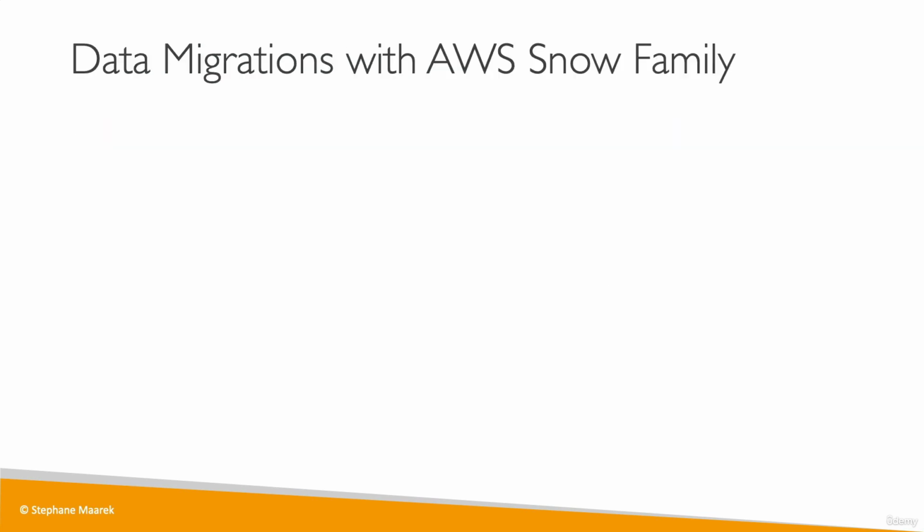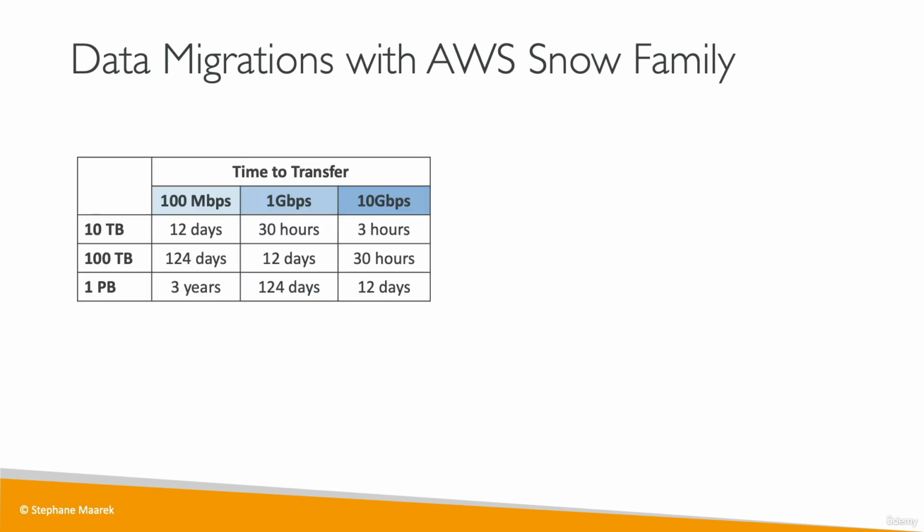So why do we want to do data migration with the AWS Snow family? Well, if we look at the time it takes to transfer a lot of data over the network, it can take a lot of time. For example, if we want to transfer 100 terabytes over a 1 gigabit per second network line, it will take us 12 days to achieve it. And obviously, if we do a petabyte, it will take forever and so on. So as we can see, sometimes we just want the data to get to AWS fast.